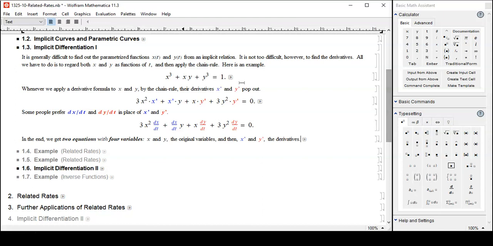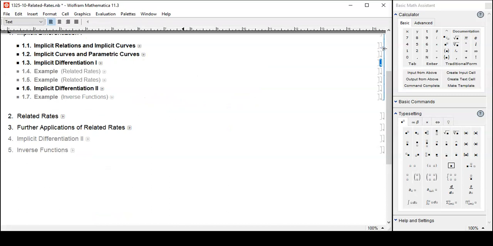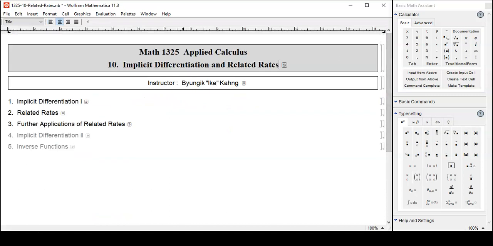For now, let's remember this: implicit relation and how to apply the implicit differentiation. Remember, whenever you apply a derivative rule to x, x prime pops out. Whenever you apply the derivative rule to y, then y prime pops out. The derivative rules include the chain rule, product rule, sometimes quotient rule, and so on and so forth. Let's come back and do some example problems.